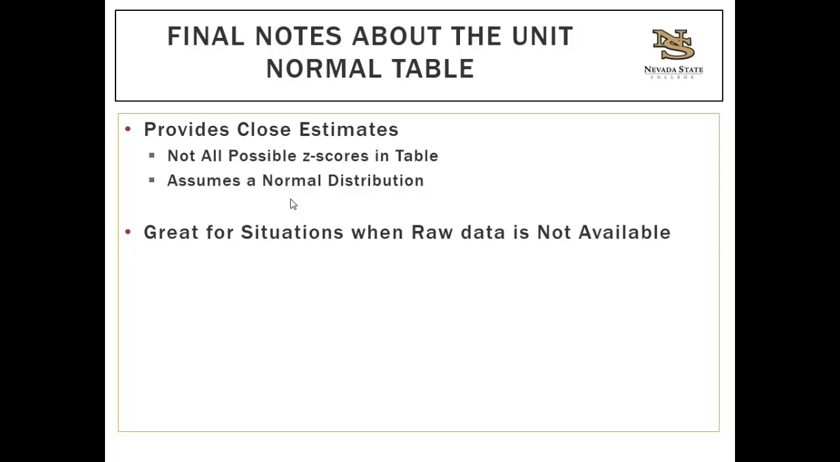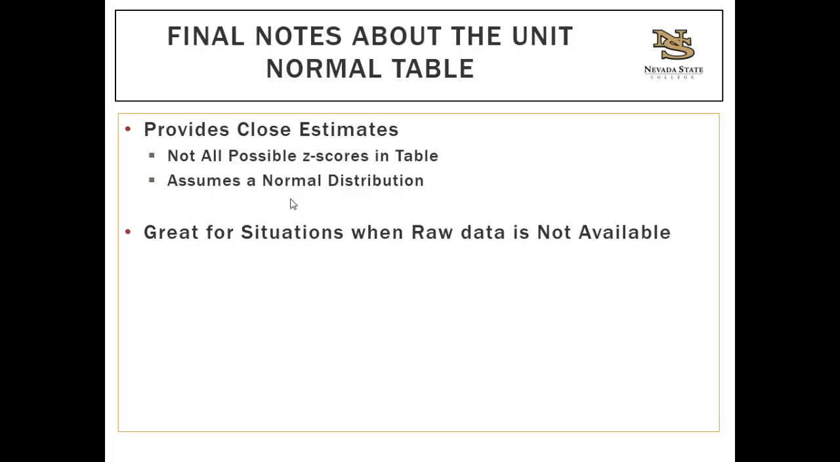So if you have your mean and you have your standard deviation, and you're trying to figure out the probabilities associated with a certain range of scores, but the scores aren't normally distributed, then that unit normal table is not going to be accurate. The closer that your distribution looks like a normal distribution, the more accurate estimate that unit normal table is going to be.